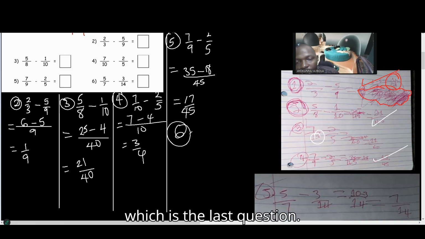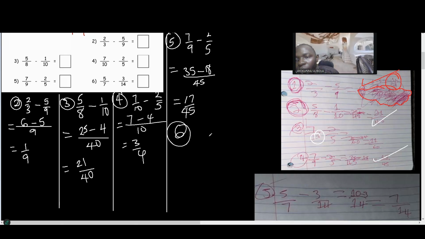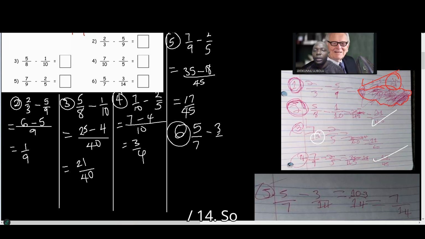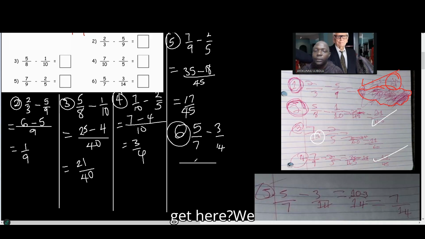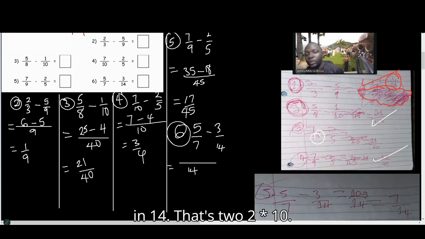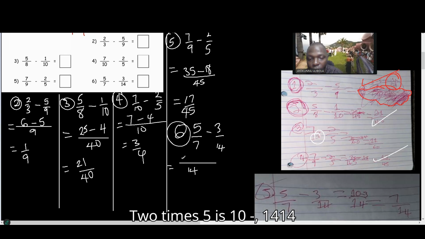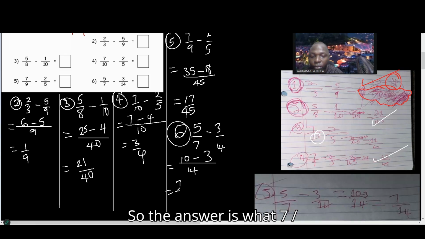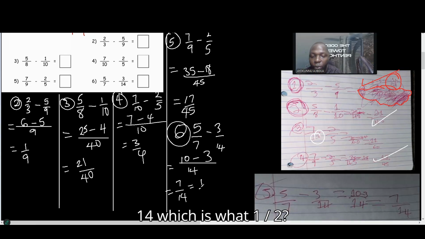Number 6, which is the last question. We have 5 over 7 minus 3 over 14. So what can we get here? We have 14 as the multiple there. 7 in 14, that's 2. 2 times 5 is 10 minus 14 and 14, that's 1. 1 times 3 is 3. So the answer is what? 7 over 14, which is what? 1 over 2.